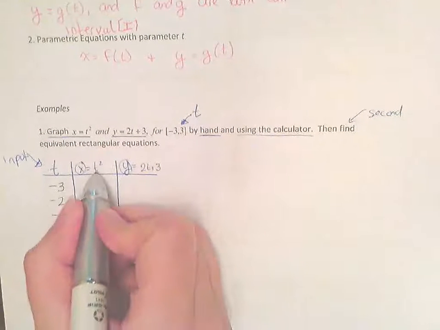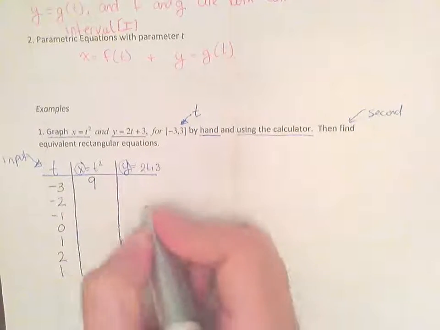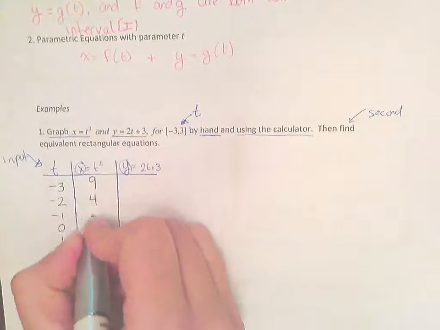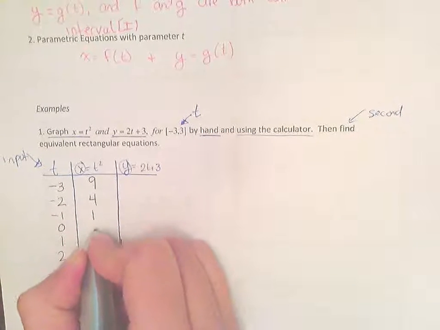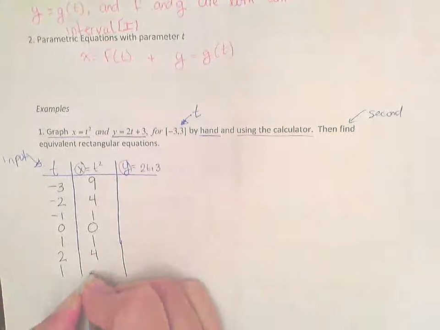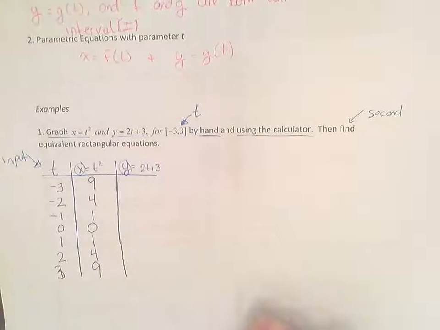So negative 3, you plug it in, negative 3 squared is 9. Negative 2 squared is 4, negative 1 squared is 1, 0 squared is 0, 1 squared is 1, 2 squared is 4. Sorry, this was supposed to be a 3. 3 squared is 9. Alright?